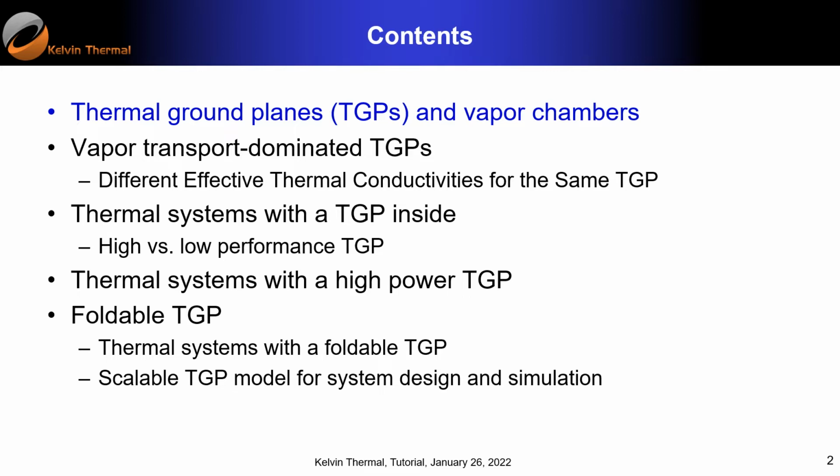Then I will talk about thermal systems with a TGP inside. And I will tell you sometimes you don't want to look for a high performance TGP. Sometimes reasonable performance of TGP is good enough, but you will gain something else. So I will give one example using a laptop with a TGP inside. And then I will also talk about thermal systems with a high power TGP. Ryan demonstrated we can remove 700 watts from 1 inch square. So I will talk about this high power TGP.